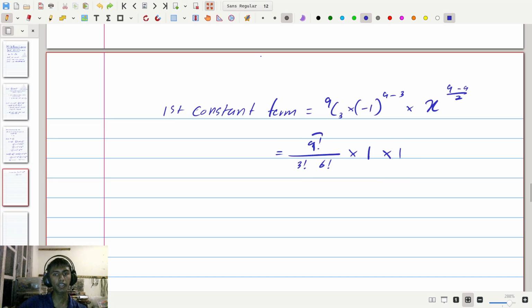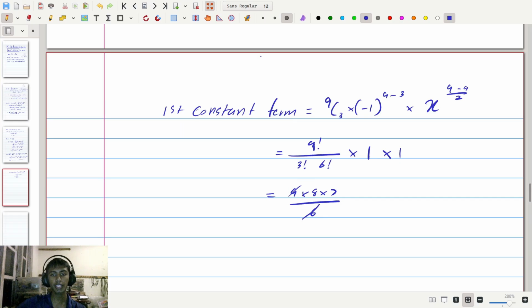If we consider this thing, 9 factorial is 9 times 8 times 7 times 6 times 5 times 4 times 3 times 2 times 1. And 6 factorial is 6 times 5 times 4 times 3 times 2 times 1. We can see that all the terms in 6 factorial cancel with most of the terms in 9 factorial, leaving us with just the leading terms of 9 times 8 times 7. On the denominator, we have 3 factorial, and 3 factorial is equal to 6. So we have to divide by 6. Then times 1 we can cancel off. So therefore, the answer here for the first constant term is 9 times 8 times 7 divided by 6.